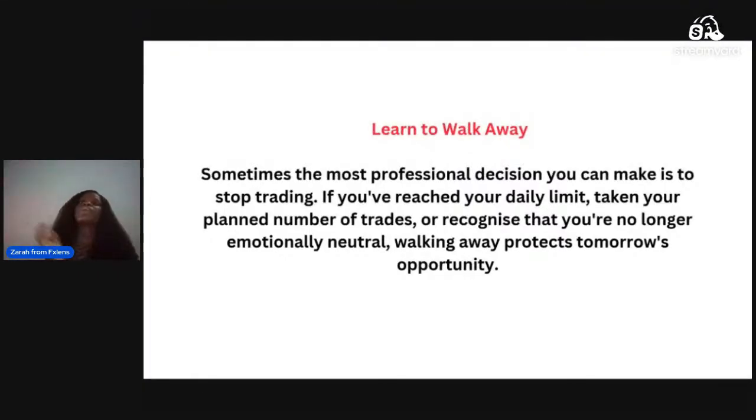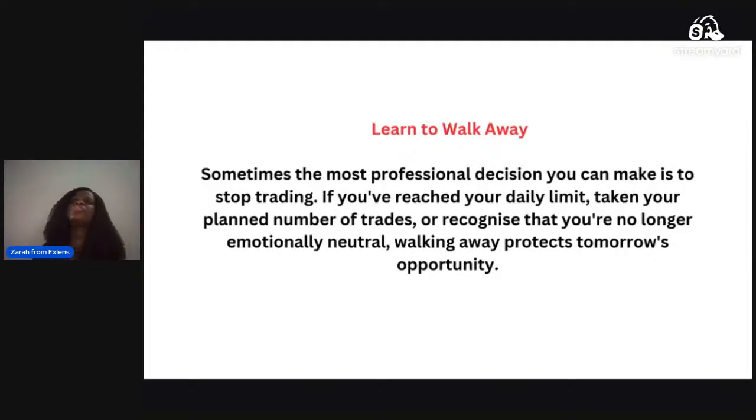So when you reach your daily limits, the best thing you can do, actually, you don't even need to reach your daily limit. You need to keep your own personal daily limits less than what the prop firms have given you. If they've given you 5%, make sure that you give yourself at least 3%. I don't need to exceed my daily limit.